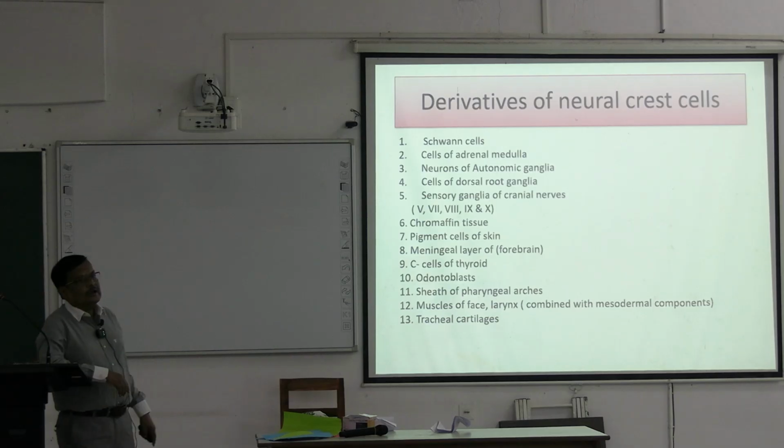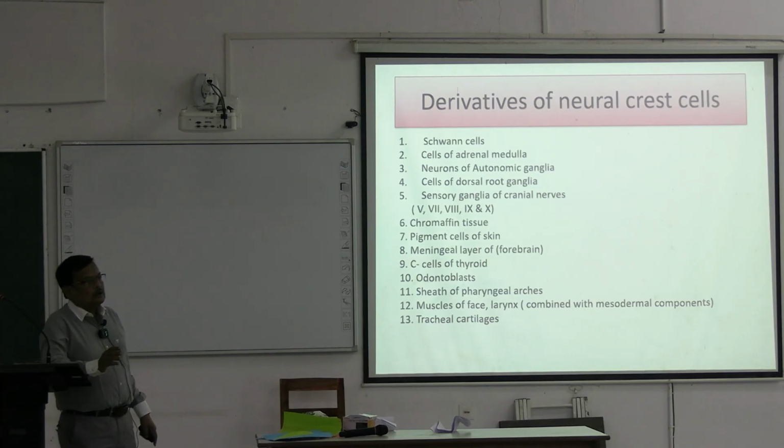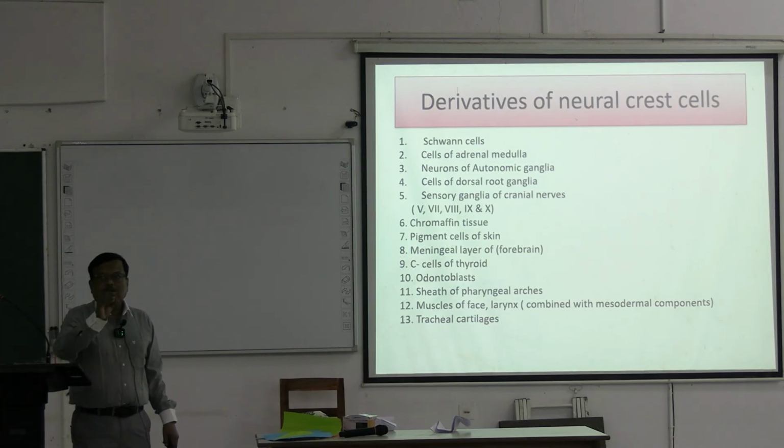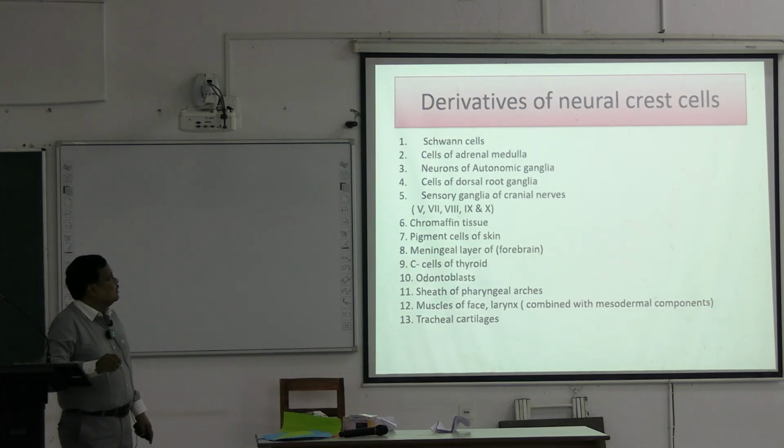Neurons of the autonomic ganglia. The parasympathetic and sympathetic systems we call the autonomic system, and in this system there are ganglia, collections of cells, synapses, and we call them ganglia. This autonomic ganglia is formed by the neural crest cell.